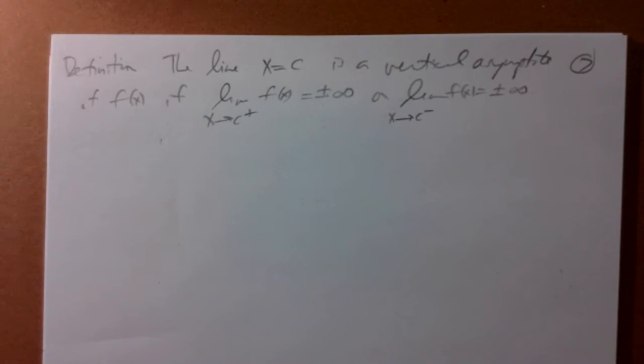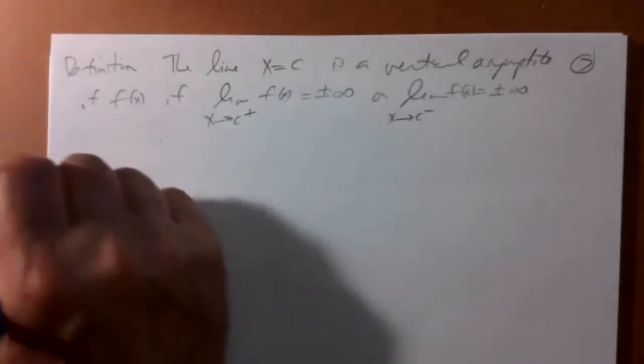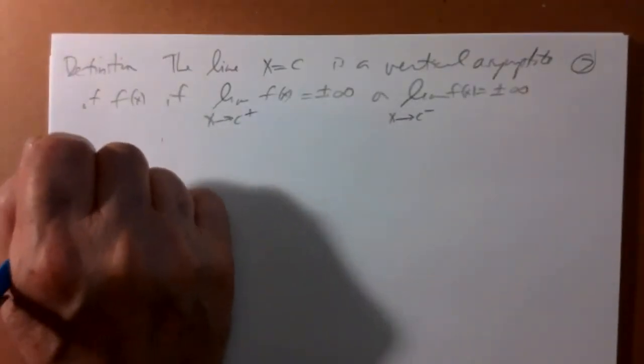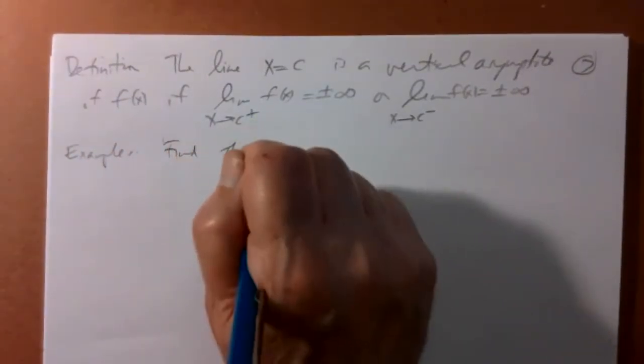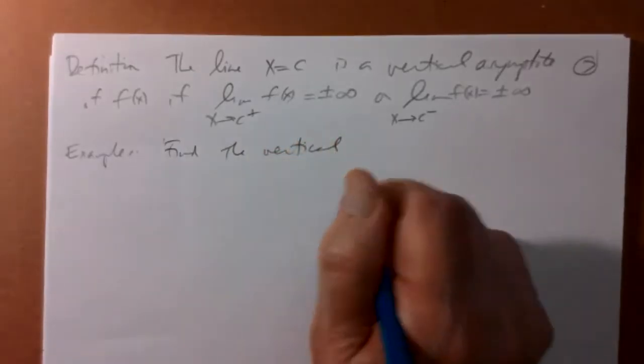Now in Maple, it's very easy to find vertical asymptotes. For one thing, you can just graph the function and you get a very pretty picture of the graph, and there'll be a vertical line wherever there is a vertical asymptote. So, yes. Let's look at some examples of finding vertical asymptotes. So for all these, we want to find the vertical asymptotes.